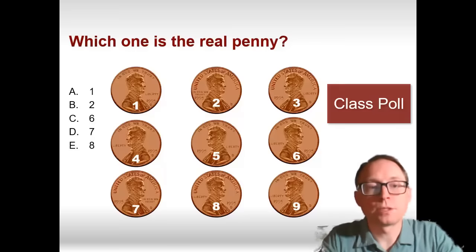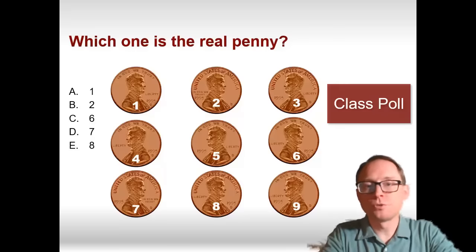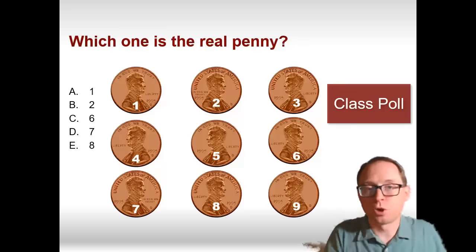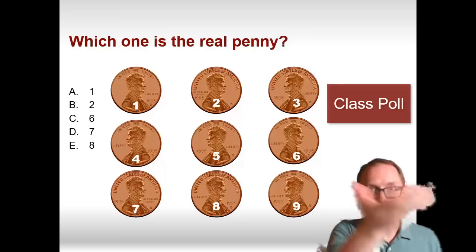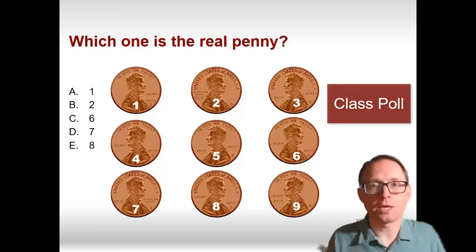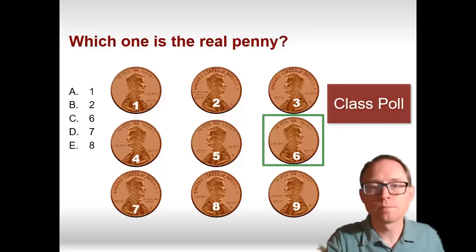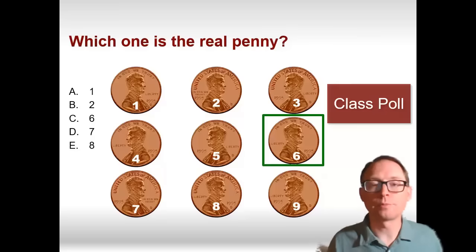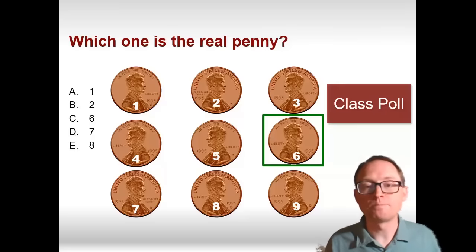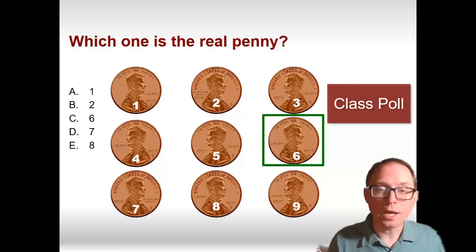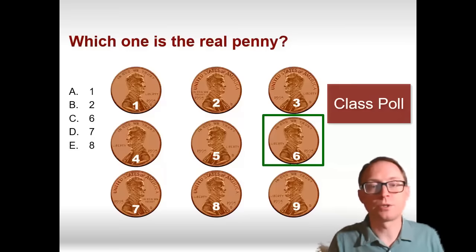So why was that difficult, right? Why was it difficult for you to tell me which one of these pennies is the real penny? You told me you would recognize one. One of those is a real penny. Why can't you just tell me which one it is? What's the big deal? By the way, that is the real penny. Number six was the real penny. All the other ones look like pennies, but they're not actual pennies because there's mistakes and there's differences.